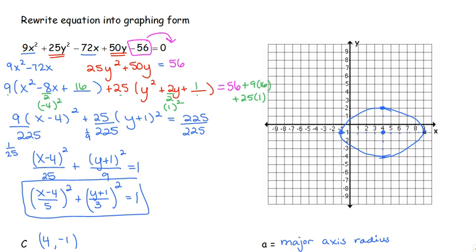So the only difference between an ellipse and a circle is that a circle has the same radius in all directions. An ellipse has different radii. You're going to move a different distance left and right than you do up and down.